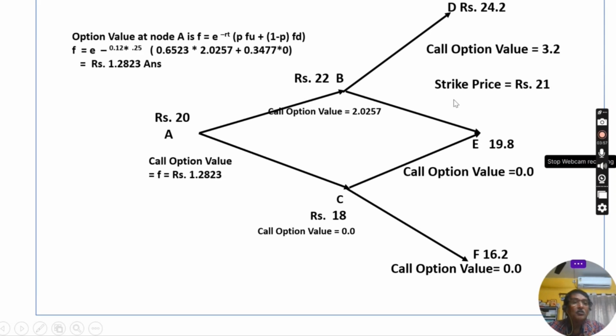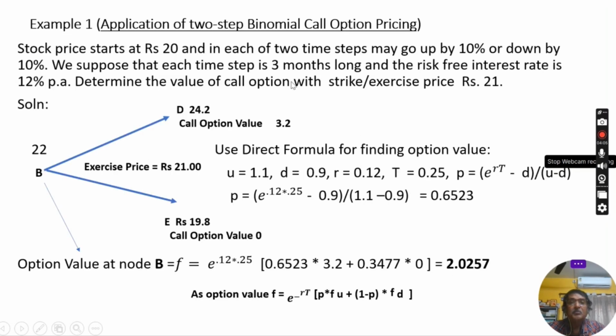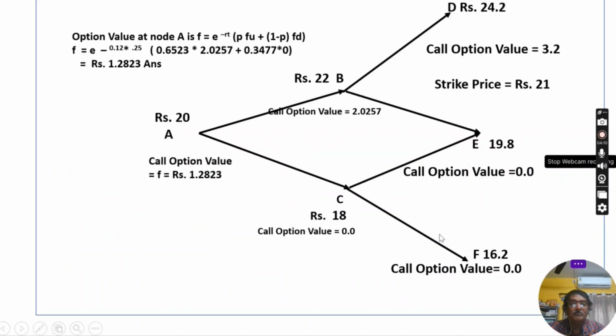And the strike price or exercise price is given as rupees 21. This is the whole picture, and each period is 3 months. In the problem it is given as 3 months long. I will discuss this picture later on, it will be better. First see the overall picture, then we will discuss how we will apply it to find out the initial option price. That means the option price at this point.